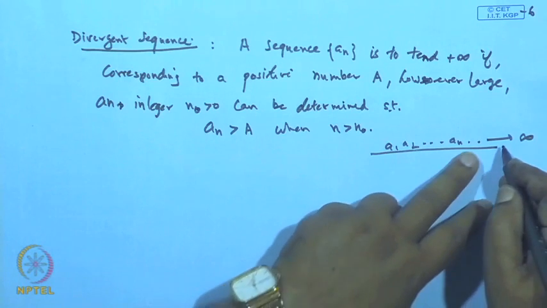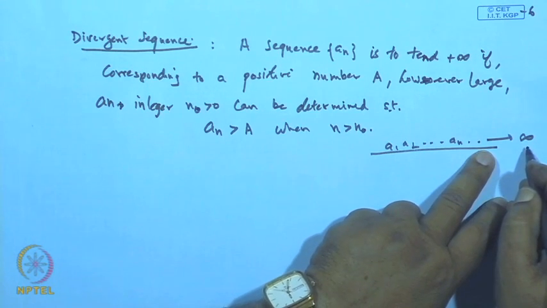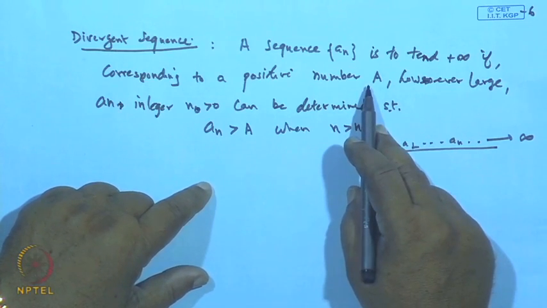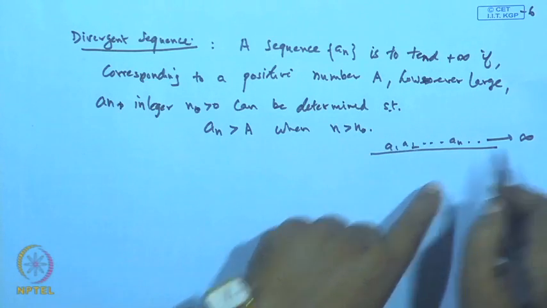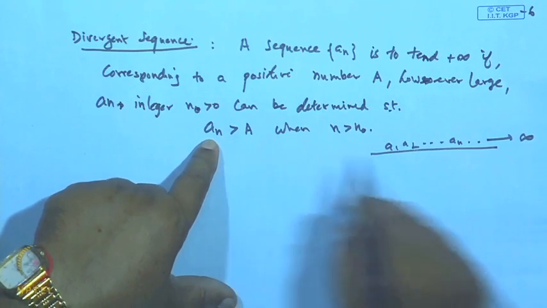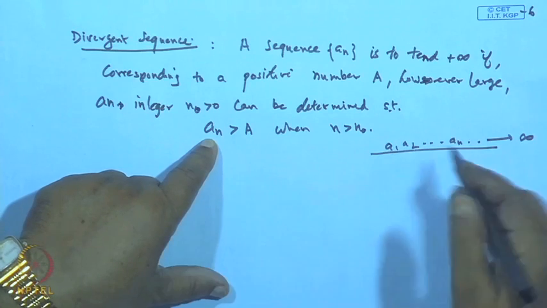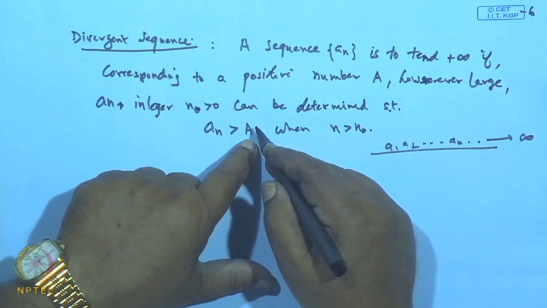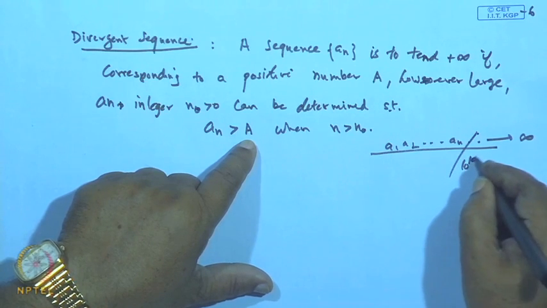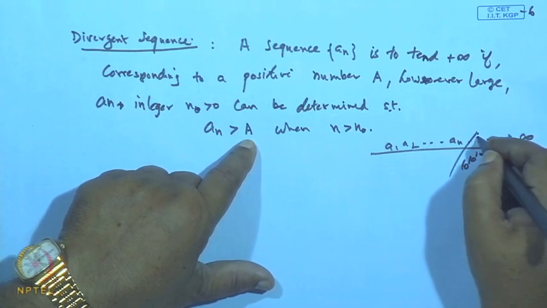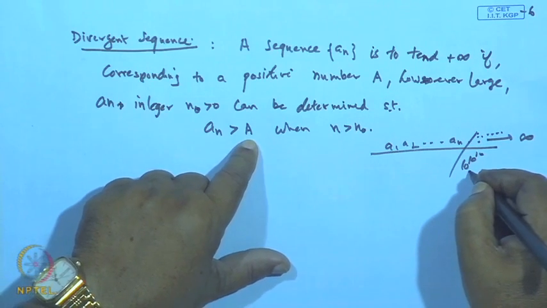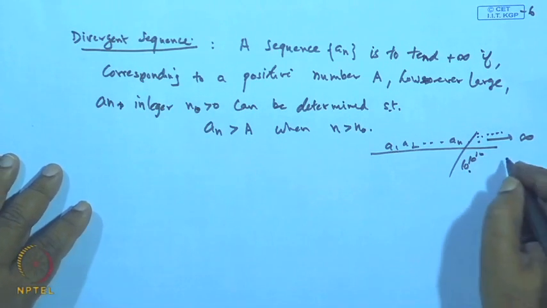Okay. So, when you say the sequence a n goes to plus infinity, it means that whatever number you choose, you can always find an integer n naught such that the terms of this sequence will exceed that number. Suppose I say the number is 10 to the power 10 to the power 10. Then one can identify a number n naught such that all the terms of the sequence after this will be greater than this number. So, we say it is tending to plus infinity.